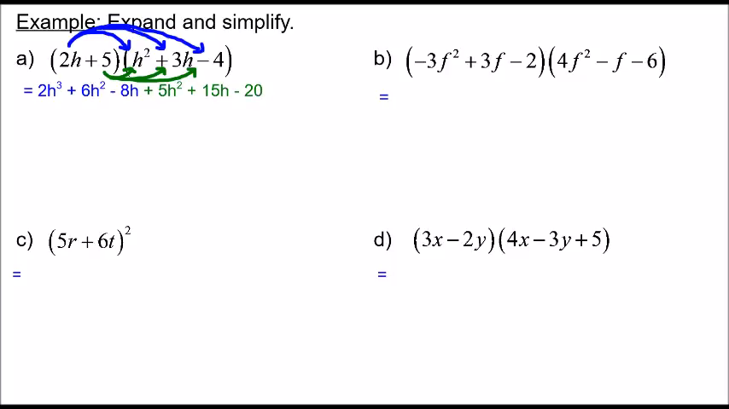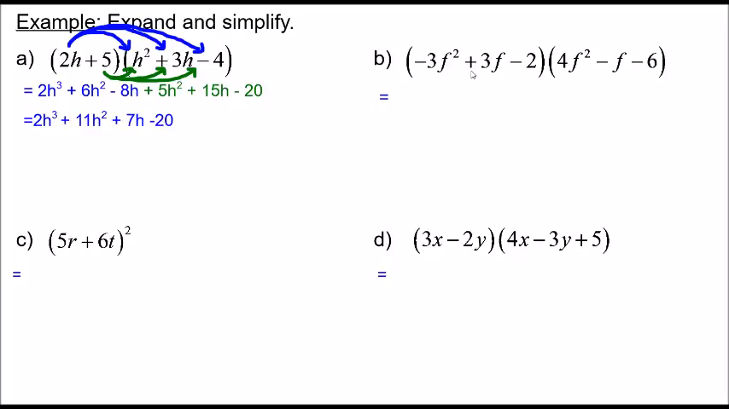Once I know that, I'm going to combine like terms. So when I look at this, I only have 1 h cubed. I have 2 h squared terms. I have a regular h and a regular h, and I have a numeral. So when I simplify, I have 2h cubed. I'm going to combine my 6h squared and my 5h squared to get 11h squared. Negative 8h plus 15h is going to give me 7h, and this negative 20 won't combine with anything, so it stays as minus 20 at the end.